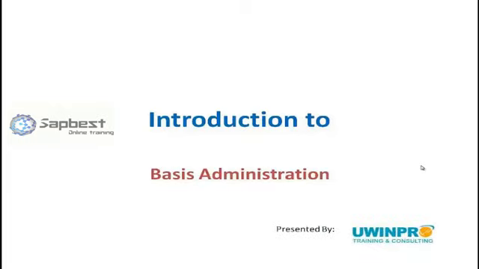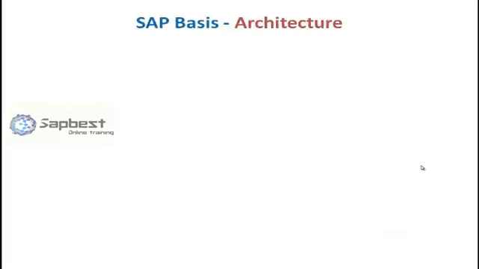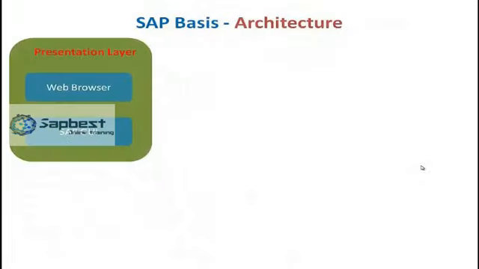First we will talk about the 3-tier architecture of SAP. If I have to log in to an SAP system, I log in from the presentation layer using a web browser or SAP GUI. With a web browser, I have to give the public IP address of the server or the domain name of the server, and then the appropriate port number.